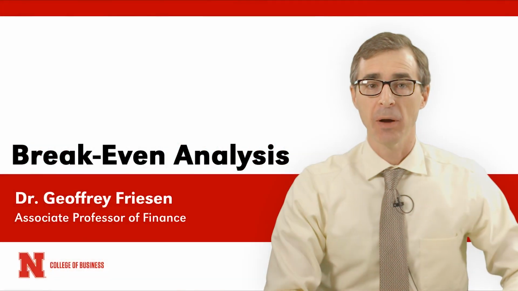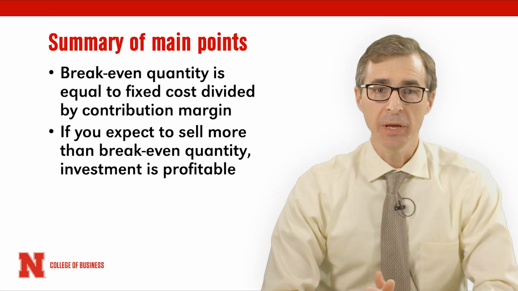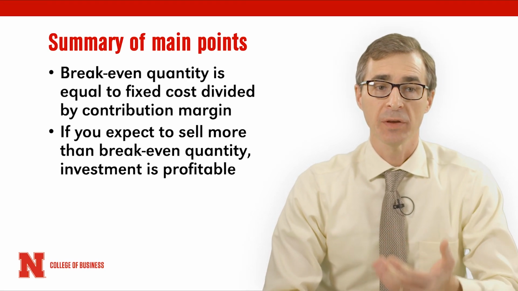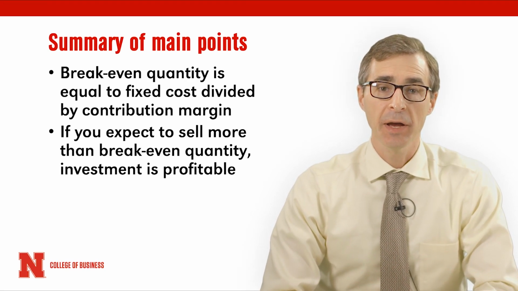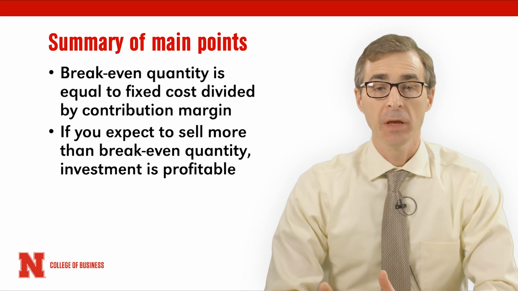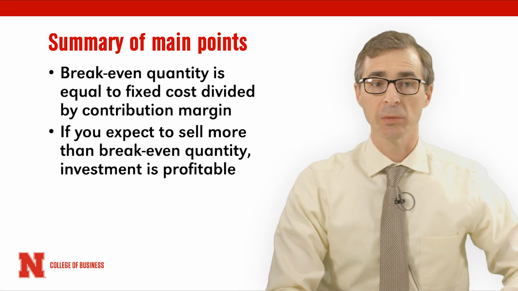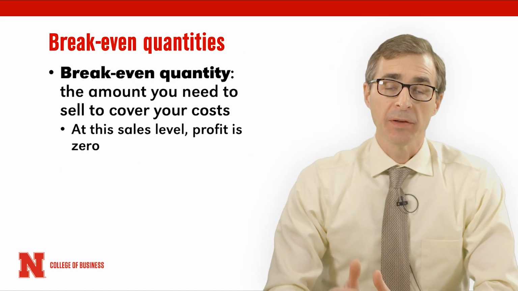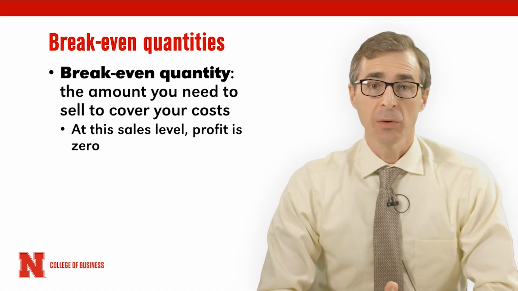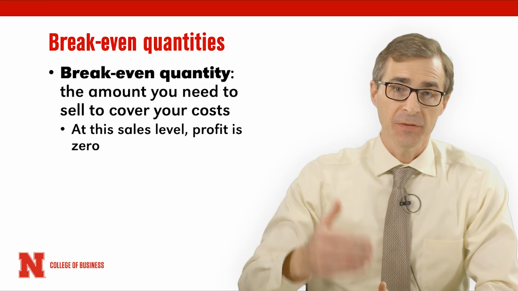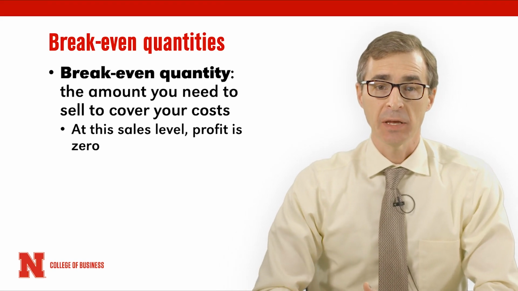In this lecture, we'll talk about break-even analysis. A break-even quantity is equal to the fixed cost divided by the contribution margin. If you expect to sell more than the break-even quantity, then the investment will be profitable. The break-even quantity is therefore the amount that you need to sell in order to cover your costs. At this sales level, the profit is exactly equal to zero.